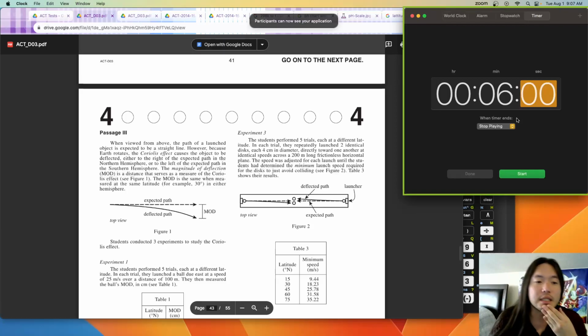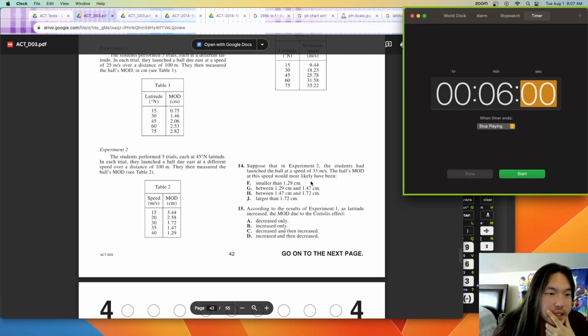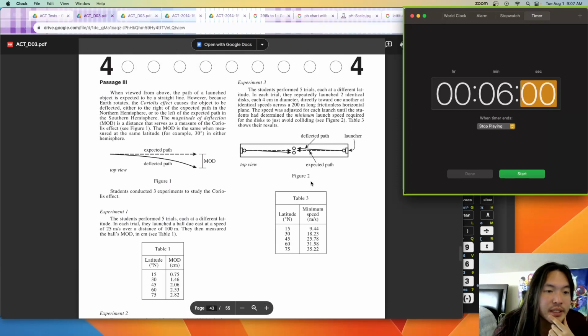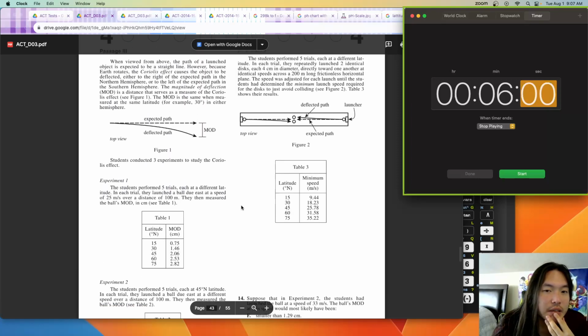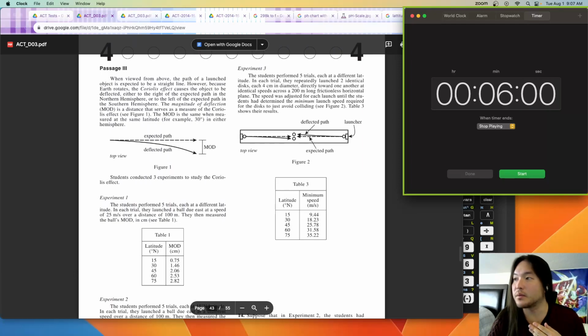Paper, pencil ready. Definitely number your paper 14 through 20. Just save those 10 seconds. Work quickly, eliminate incorrect answers, use the charts, understand the passage. Can I get a ready in the chat? Brilliant. I'll give you a 2-minute warning. Let's begin.